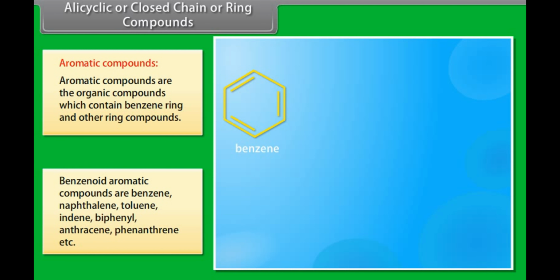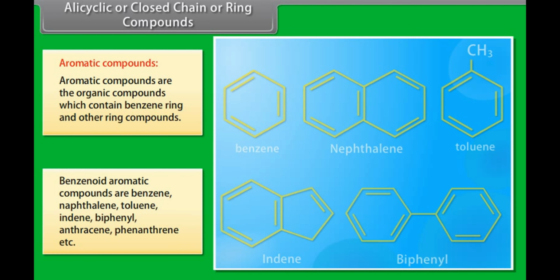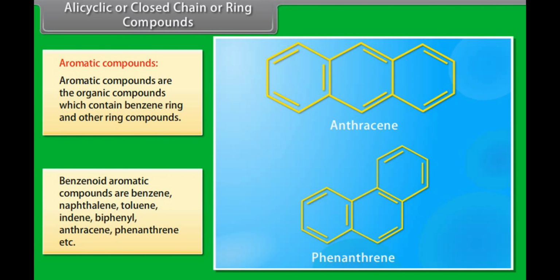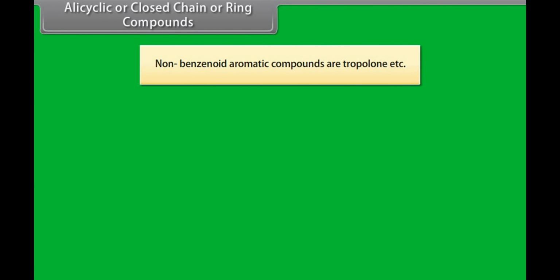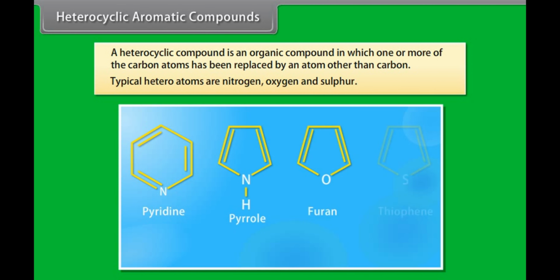Benzenoid aromatic compounds are benzene, naphthalene, toluene, indene, biphenyl, anthracene, phenanthrene, etc. Non-benzenoid aromatic compounds are tropylene, etc. Heterocyclic aromatic compounds. A heterocyclic compound is an organic compound in which one or more of the carbon atoms have been replaced by an atom other than carbon. Typical heteroatoms are nitrogen, oxygen and sulfur.